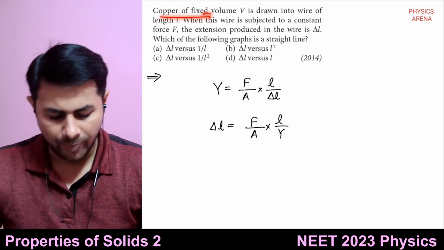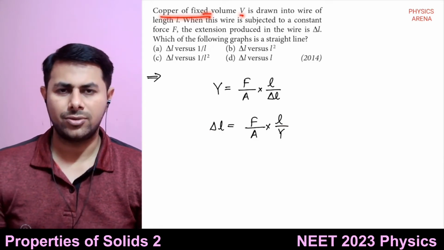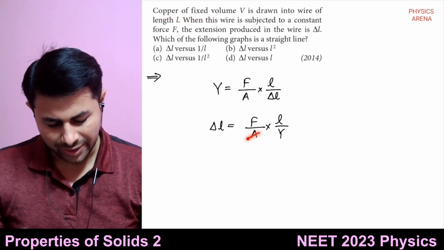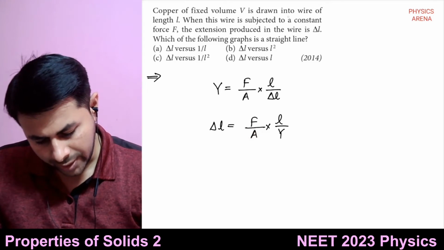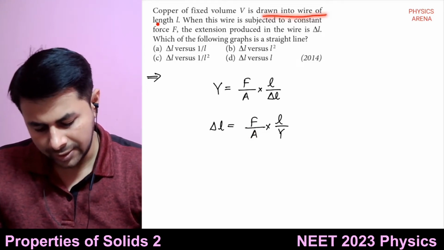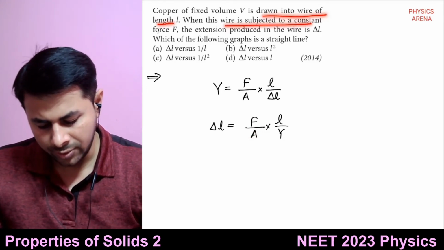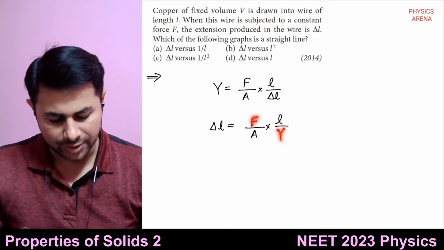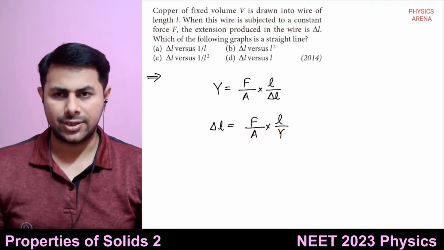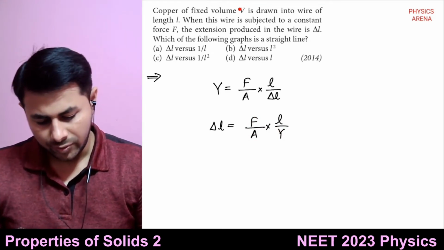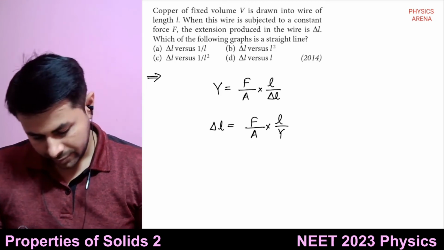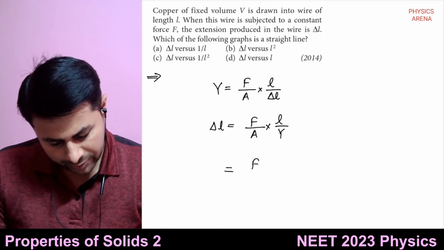So copper of fixed volume. So volume is constant, not the area, right? So area is not constant. It is drawn into wire of length L when it is subjected to constant force F. F is constant, Y is constant, but A is not constant. But what is constant? Volume is constant. So let us adjust volume there.